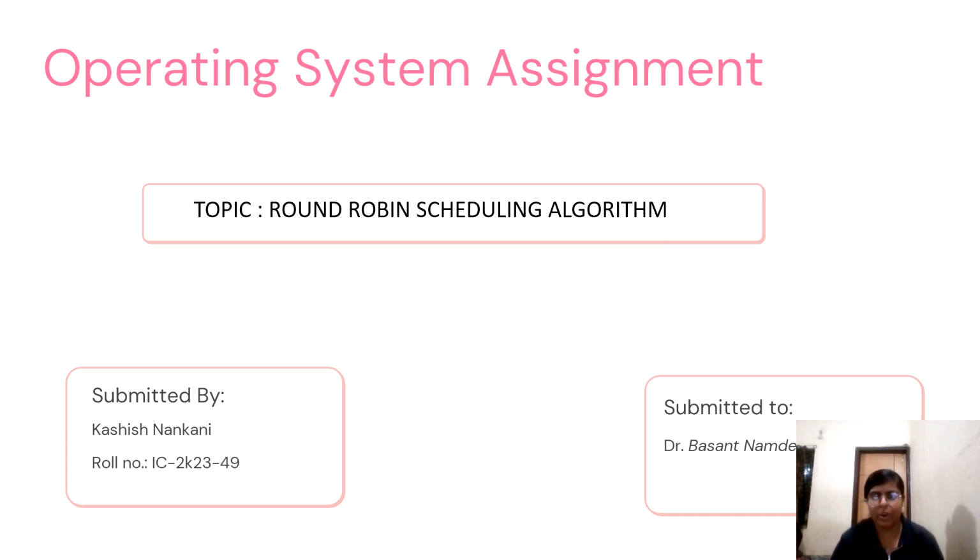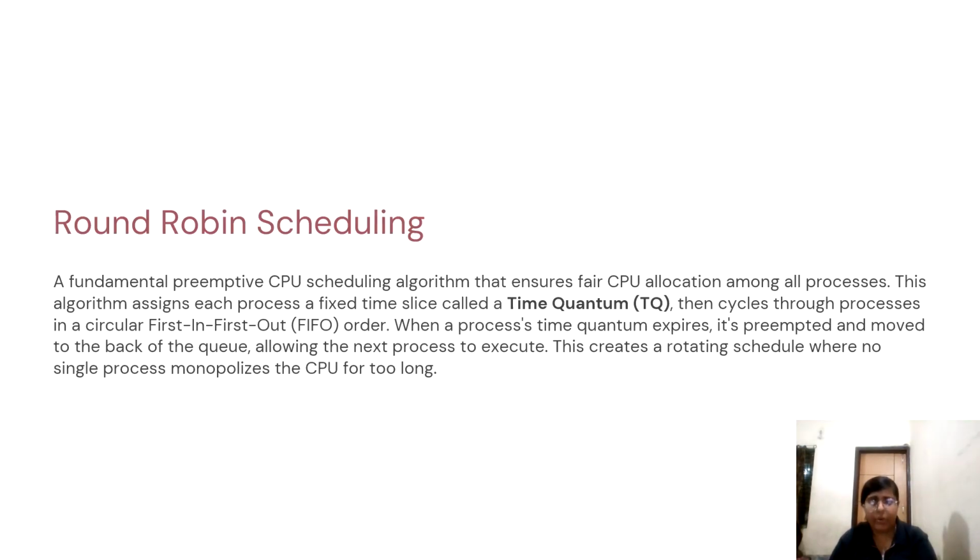Today I will explain the topic round robin scheduling algorithm from operating systems. Round robin algorithm is a preemptive CPU scheduling algorithm where each process is given a fixed time slice called the time quantum. Processes are executed in FIFO order, first in, first out order.